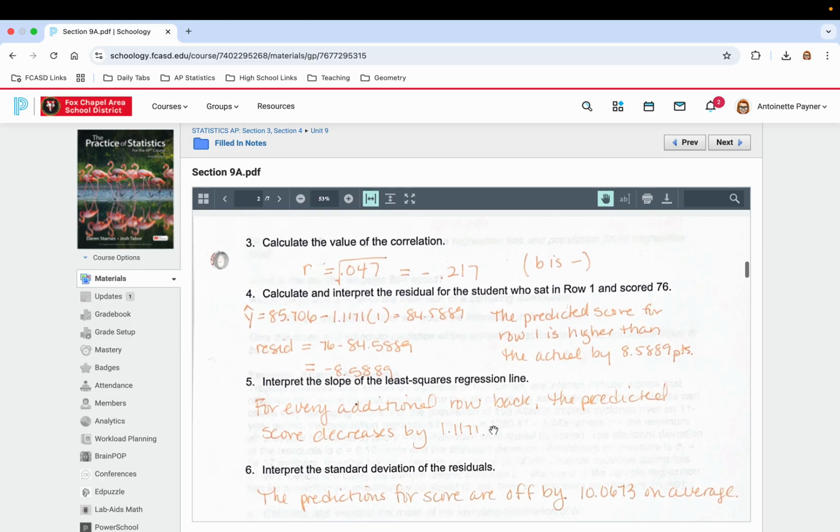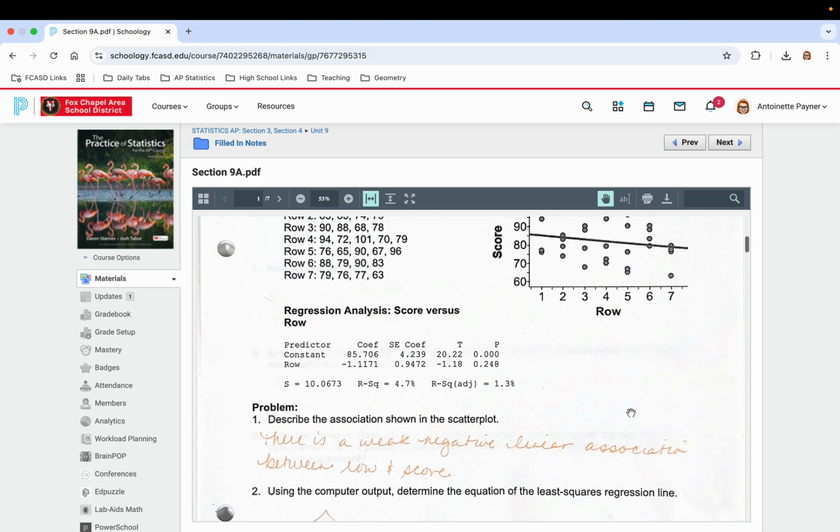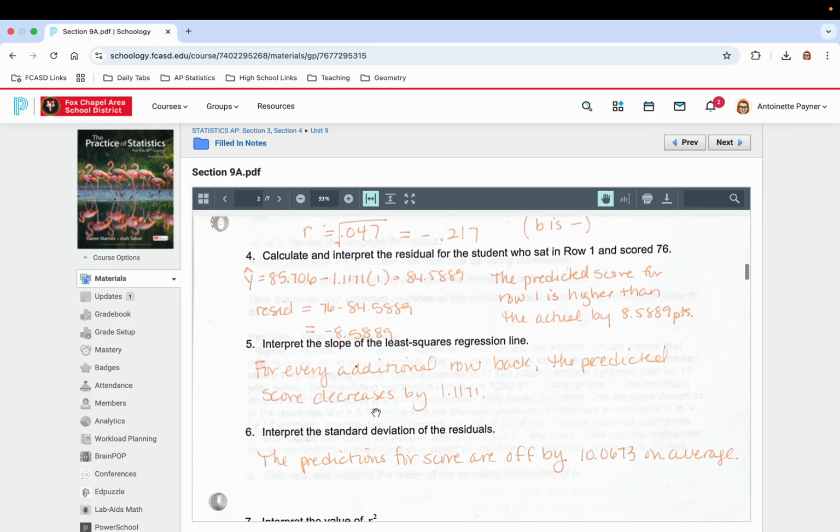Interpret the slope. So for each additional row back, the predicted score decreases by that amount. It's decreasing because it's negative. Remember that key word there: it's the predicted score. It didn't ask you to do the y-intercept here. The y-intercept probably does not make any sense. It's like saying if you're in row 0, and you can't really be in row 0, so there would be no interpretation there.